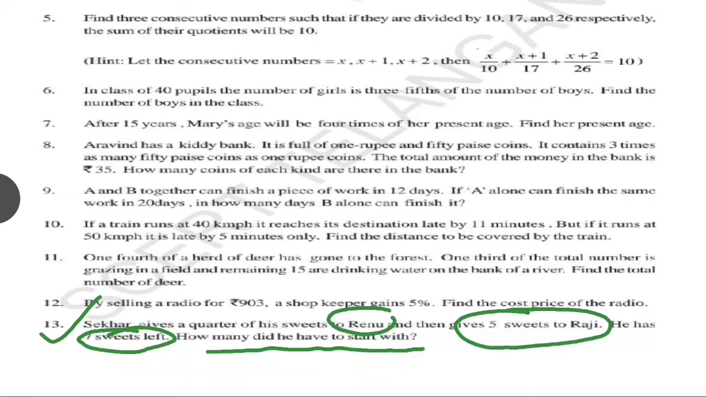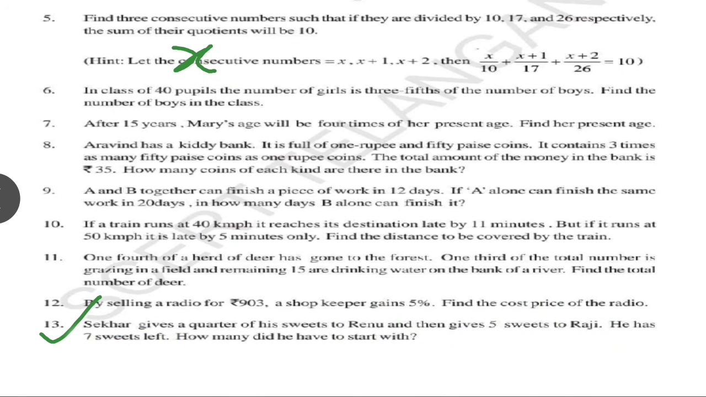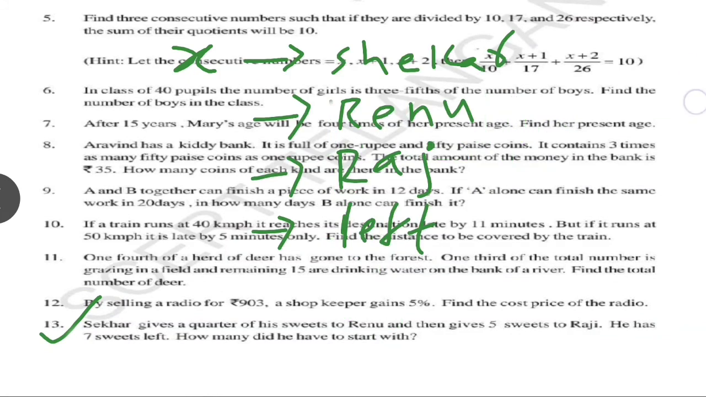So for example, at the beginning there are x sweets with Shekhar. How many were given to Renu? A quarter of his sweets. A quarter of his sweets means, for example, 1 by 2 is called a half of the sweets, then a quarter of the sweets means 1 by 4. So 1 by 4 into x sweets were given to Renu. How many sweets were given to Raji? Exactly 5 sweets. How many sweets were left? 7 sweets left.